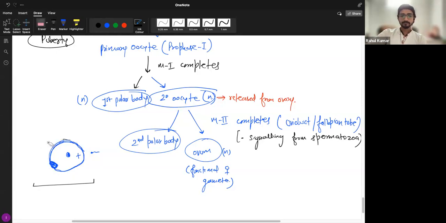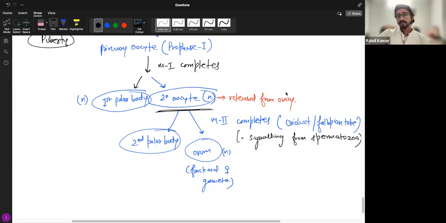Yes, Iram? So the options again, please. Ovary, oviduct, uterus, or cervix? Ovary. No, it's oviduct. Again, that's what I'm saying. The second polar body cannot be formed in the ovary, because at the stage of the secondary oocyte, it is released from the ovary. So the secondary oocyte is no longer in the ovary when the second polar body is formed.